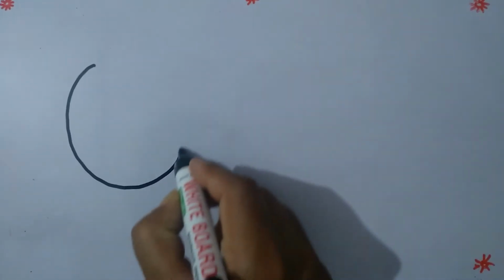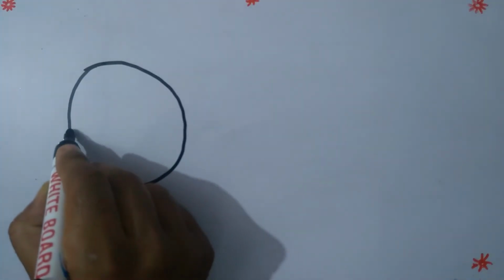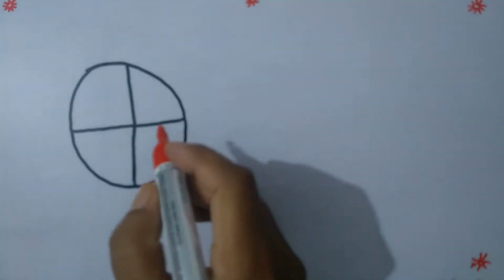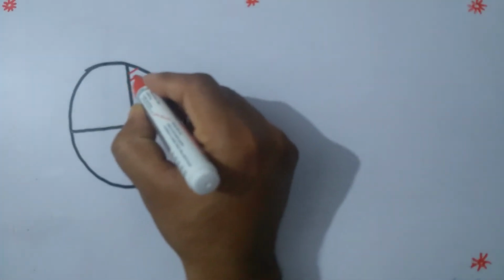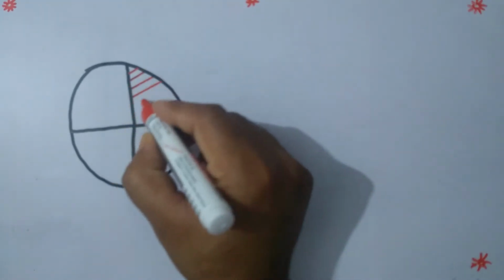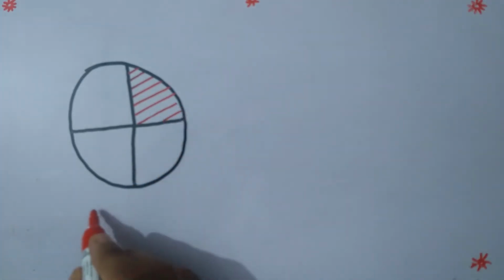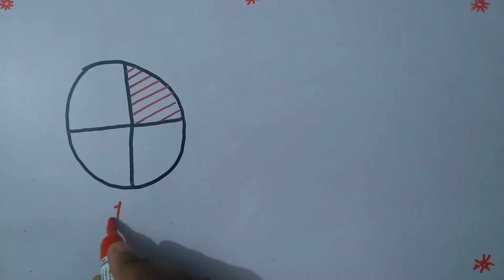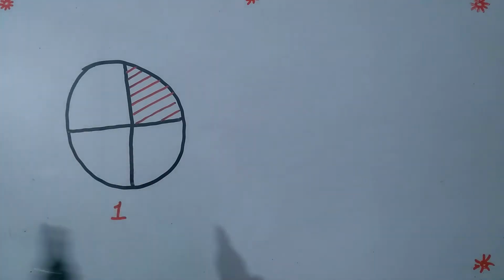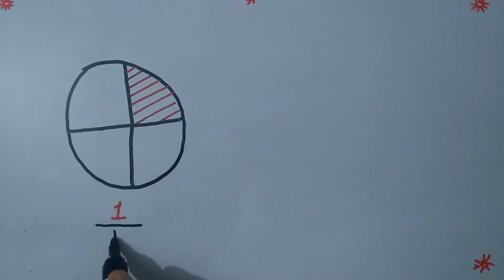Dear students, suppose I have one circle, and if I divide this circle into four equal parts, and one part of the circle is shaded, then we can write this as one part is shaded out of four parts of the circle.